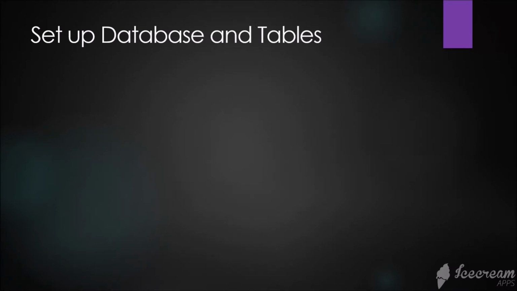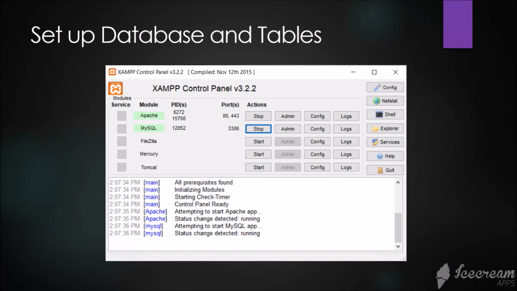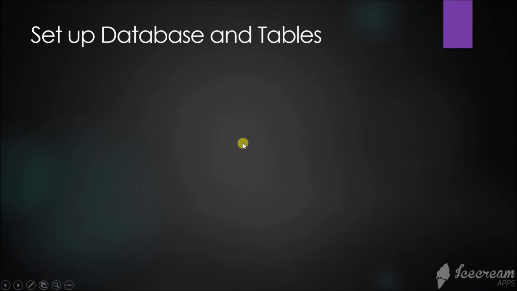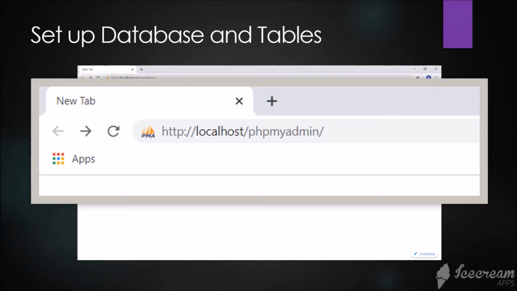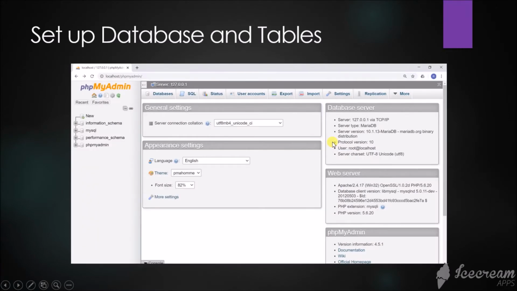Before we start coding, of course, we need to set up the database and tables. Since I am using XAMPP, I need to start both Apache and MySQL. Then, once it is done, I need to go to my browser and type localhost/phpmyadmin. It will be redirected to this page. Then now, I'm going to create my database.